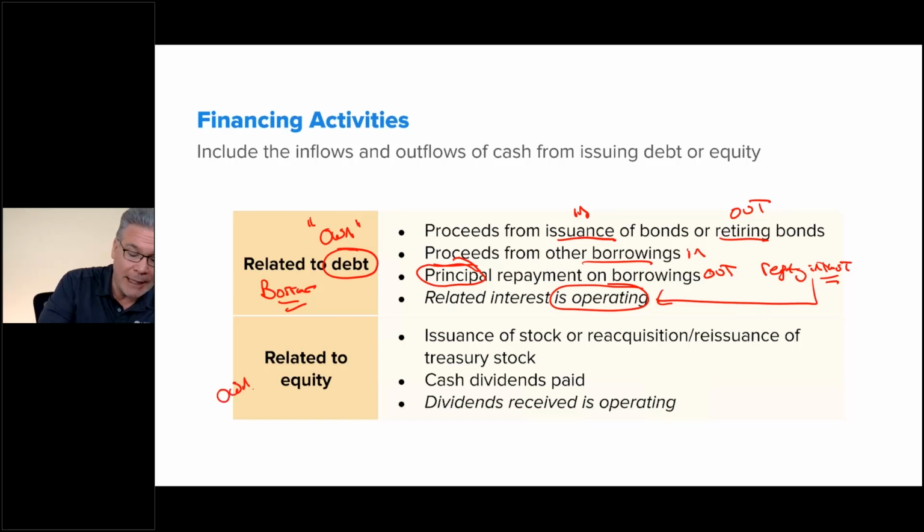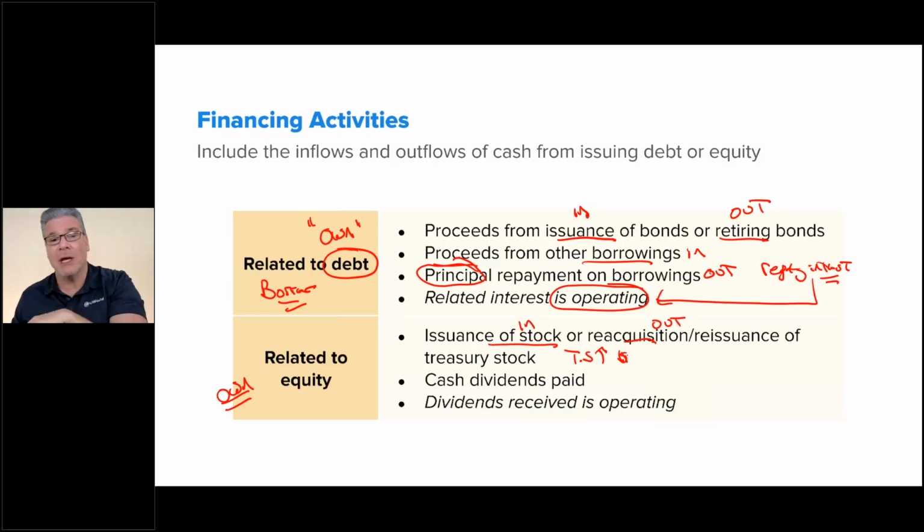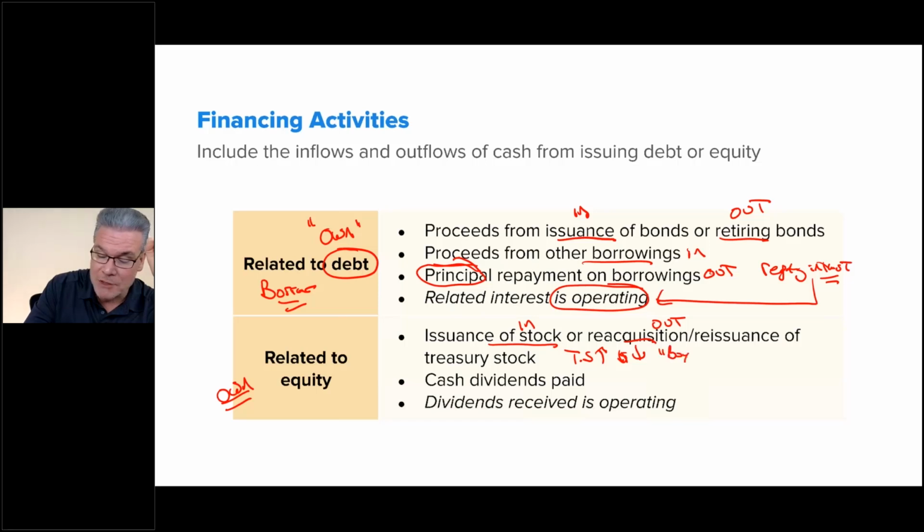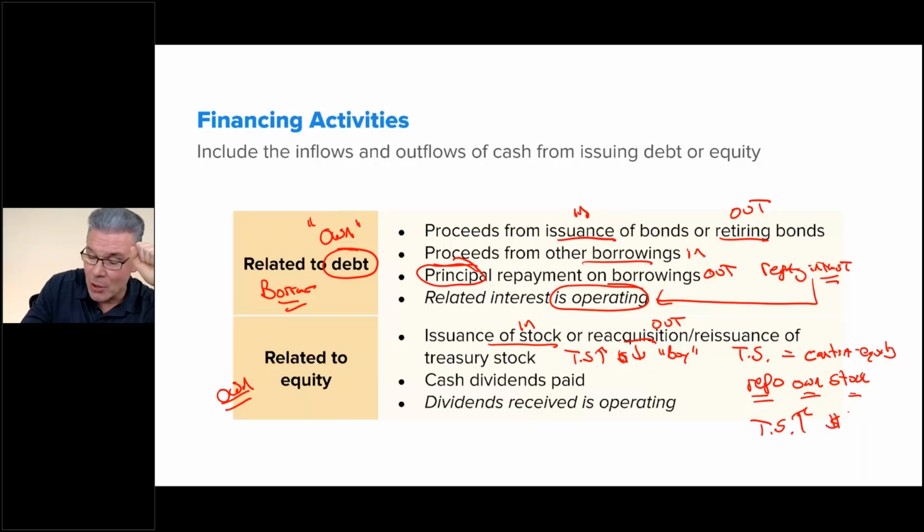Our own equity, not another company, our own equity. You issue the stock, inflow. You reacquire the stock. What do we call our own stock when we buy it back? Treasury stock. Treasury stock is contra equity. So be careful. This one is unusual. When you repurchase your own stock, treasury stock goes up. When treasury stock goes up, cash goes down.